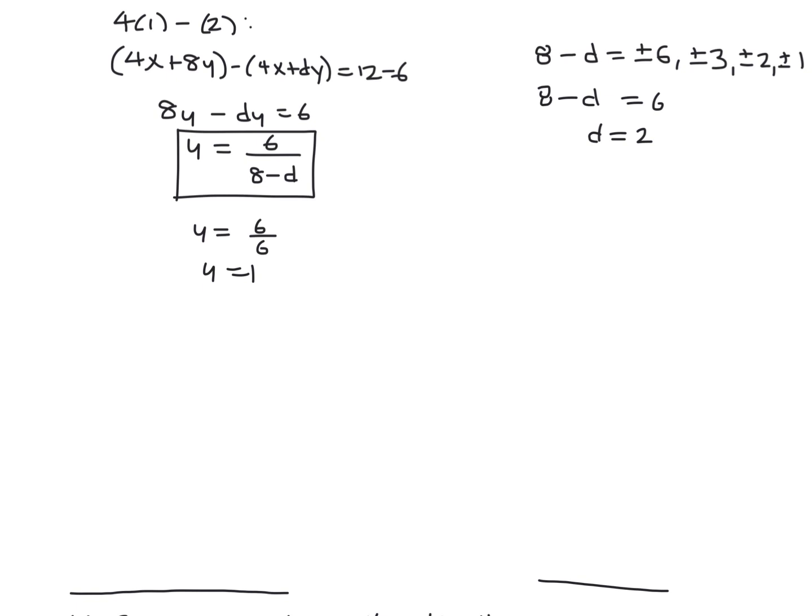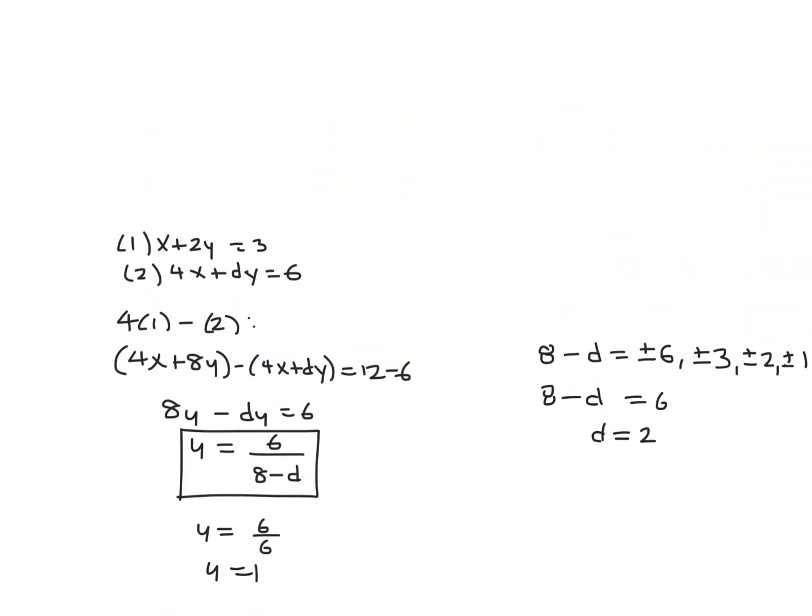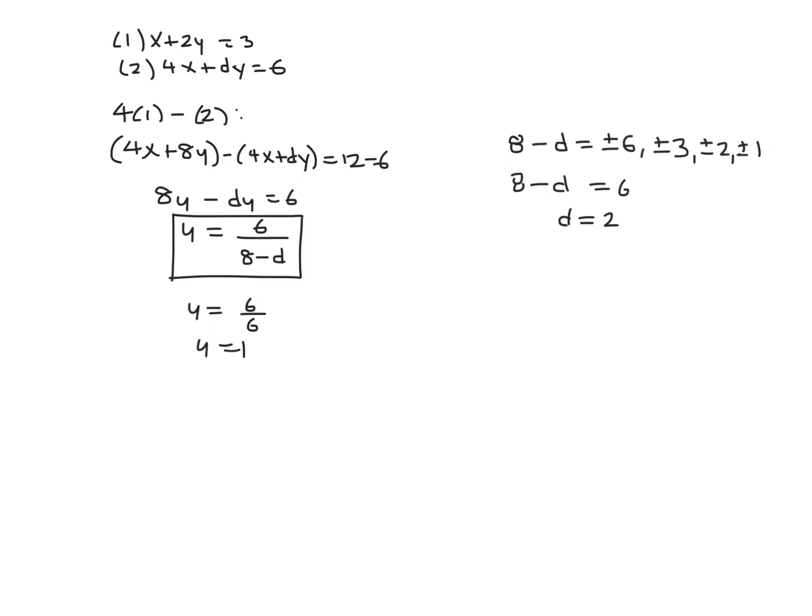And then I guess you'd plug that back into one of these. If y is 1, then that looks to me that x would be 1 also. So there you go, you've got your first pair, (x, y) is (1, 1). And then you just continue like that.